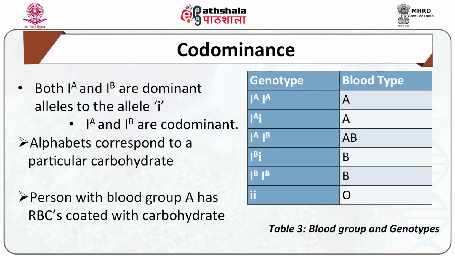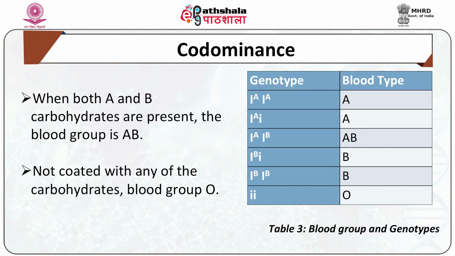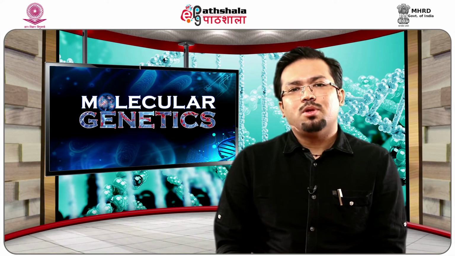This alphabet corresponds to a particular carbohydrate found on the surface of the person's red blood cells and gives 4 different phenotypes, namely A, B, AB and O. Therefore, a person having blood group A has the RBC coated with the carbohydrate A, and when both A and B carbohydrates are present, the blood group of the individual is AB. Cells which are not coated with any of the carbohydrates are known to exhibit blood group O. This is explained in table 3.